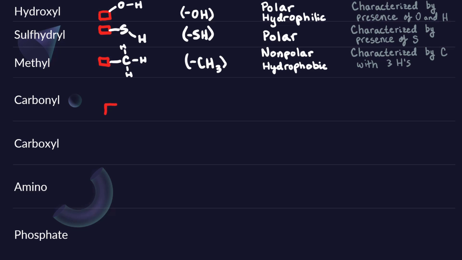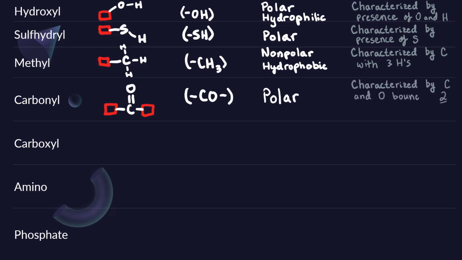Next, we have our carbonyl. Carbonyls look something like this. Carbon bound to an oxygen, double bound to the oxygen. And the key is that it's in the middle, like so. So we have our carbon-oxygen in the middle, surrounded by things. Properties include it being polar, and it's characterized by carbon and oxygen bound to 2 organic or carbon-based side groups. Something else that I want to point out here too is that this double bond here actually increases the polarity of this molecule.